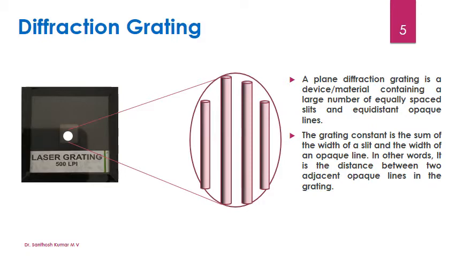This is a kind of optical device, and we can get the grating constant from it. The grating constant is the sum of the width of the slit and the width of the opaque line, or in other words, the distance between two consecutive slits or two consecutive opaque lines is called the grating constant. That we need to find by calculation.